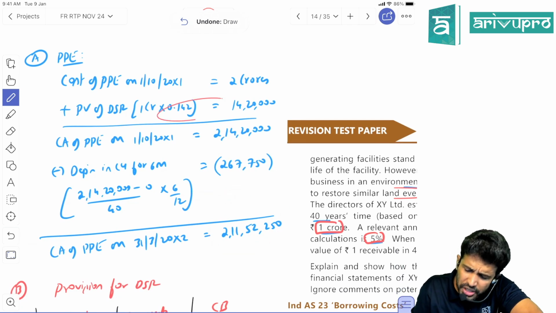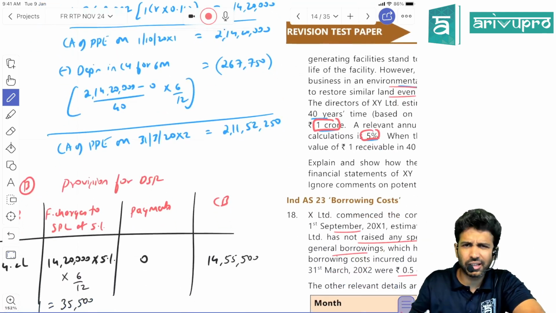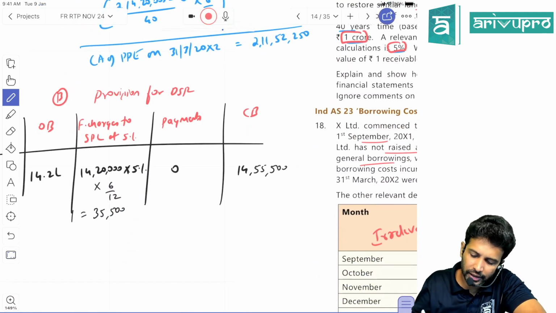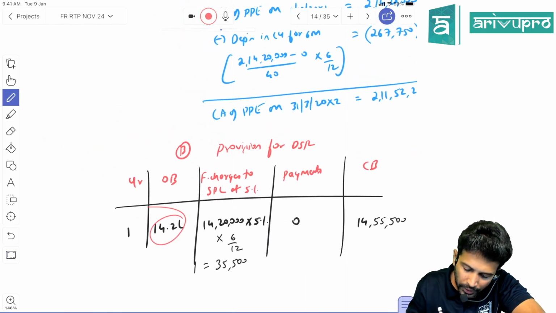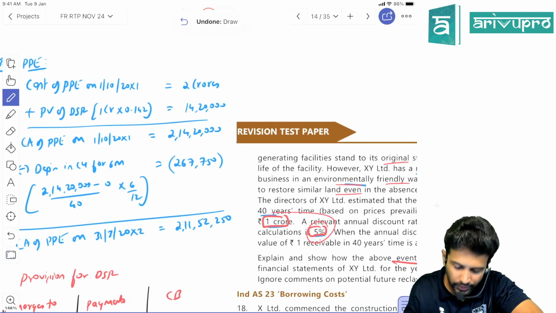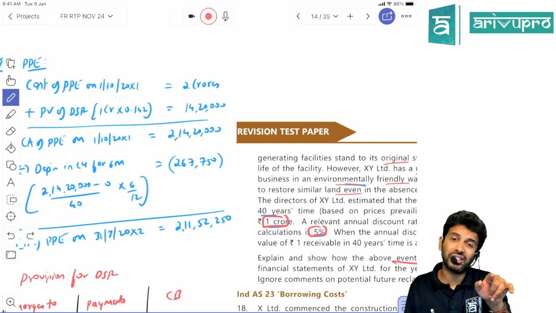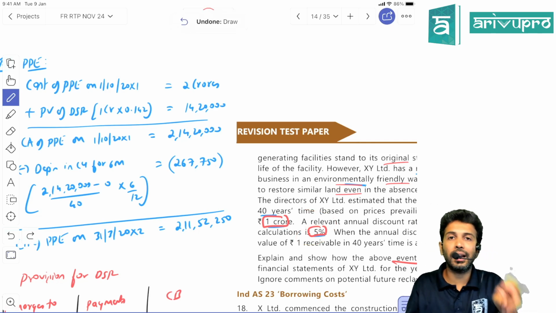Then on provision for DSR, you have to do unwinding of interest while accounting. That ACM table you need to put up. They only ask current year's data, hence only calculated for current year. So opening balance of provision for DSR is 14,20,000. What is the discount factor? 5%. So here you have to calculate, it's a liability. On liability, we calculate finance charges. At what rate? 5%. So 14,20,000 at 5%.